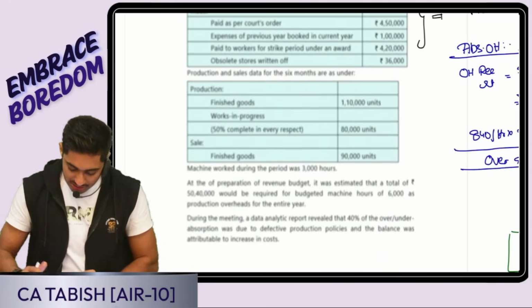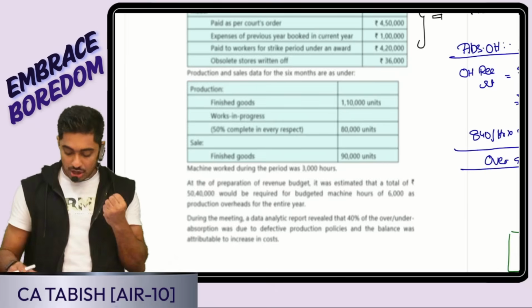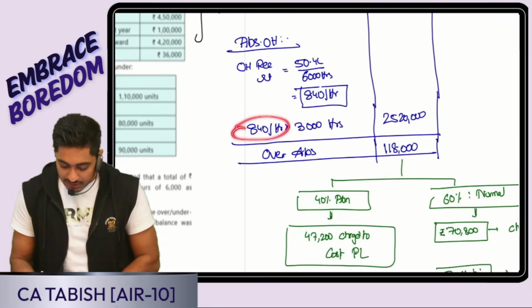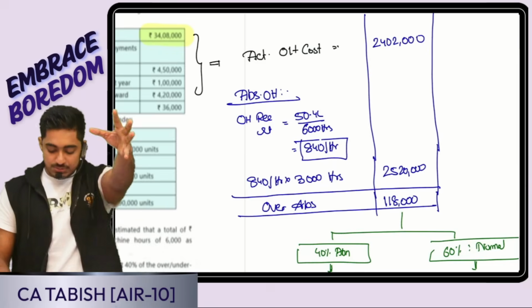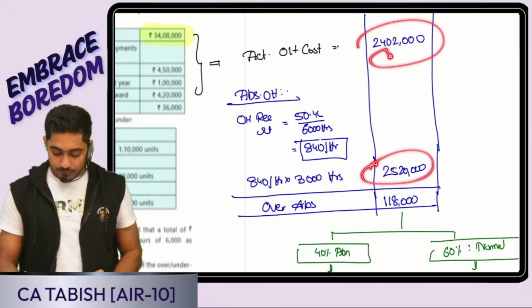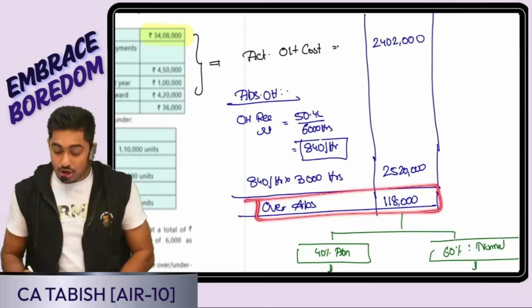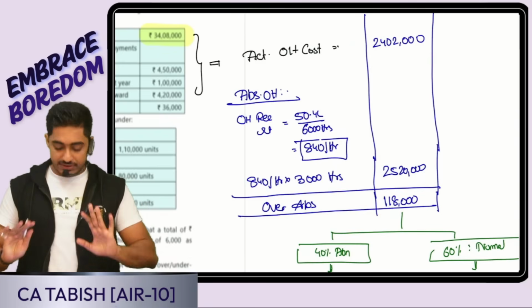Like that, actually how many hours have we worked? 3,000 hours. That means I will arrive at my absorbed overheads. It is 840 per hour into 3,000 machine hours, which will come to 25 lakh 20,000. So my absorbed overheads is 25 lakh 20,000. Actual overhead is 24 lakh 2,000. That means I am having an over absorption of 1 lakh 18,000. Is this clear, everyone? Okay.